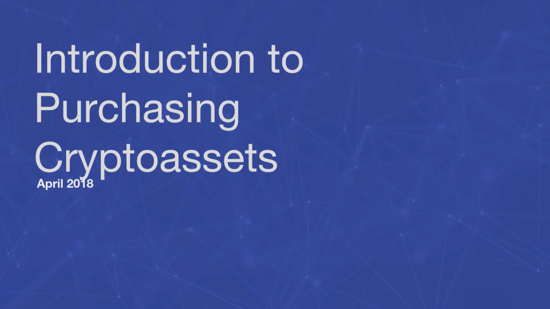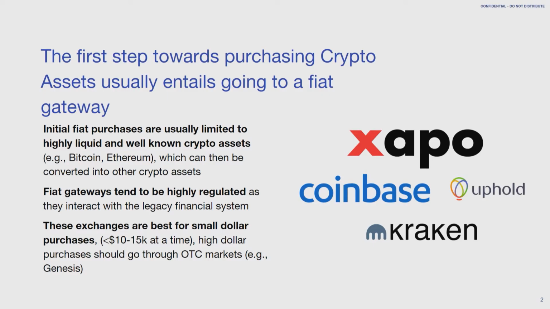So the first place you get started typically, if you are interested in purchasing crypto assets, is to go to a fiat gateway. So this will be a platform online, such as Coinbase or Xapo, where you can connect your bank account to it and purchase typically some of the major crypto assets out there, like Bitcoin or Ethereum, as kind of a first gateway in. Obviously, these tend to be highly regulated. There's usually a limit to the amount you can put in at first. For larger dollar amounts, you'd usually have to use an OTC provider, like Galaxy or something of that nature.